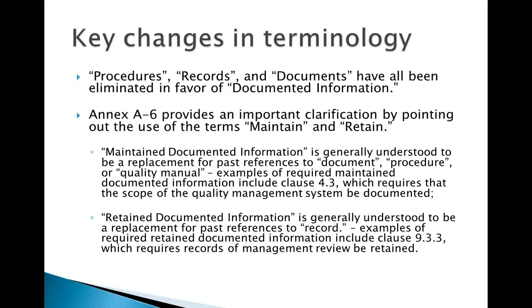One good example of this is in clause 4.3, where it requires that the scope of the system be documented. Now, there's only a handful of these maintain documented information requirements in the standard. However, there are numerous retained documented information requirements. Those are generally understood as replacements for past references to records. Examples of required retained documented information include clause 9.3.3, which requires that records of management review be retained. So again, maintain documented information and retained documented information. It's important to look for those phrases.